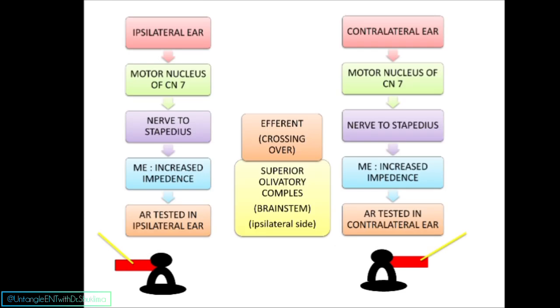This is for your pathway, superior olivary complex in the brainstem. It goes to the efferent crossing over to the ipsilateral ear, motor nucleus 7, nerve to stapedius, and there is increase in the middle ear impedance, and therefore AR is tested in the ipsilateral ear. Similarly, efferent crossing over goes to the contralateral ear, motor nucleus 7, nerve to stapedius, middle ear increased impedance, and AR is tested in the contralateral ear.